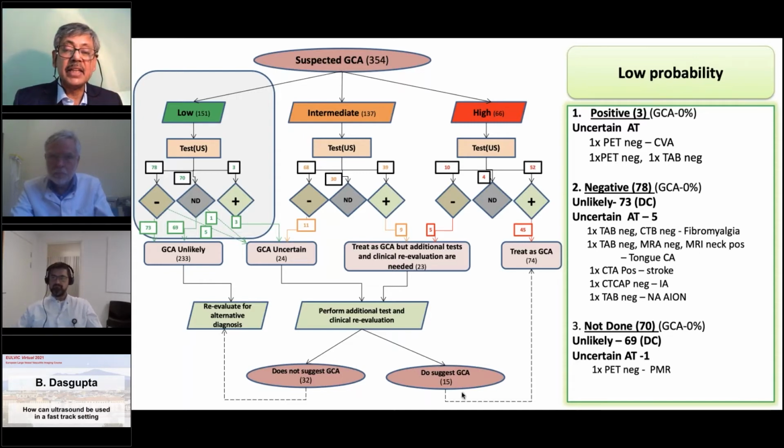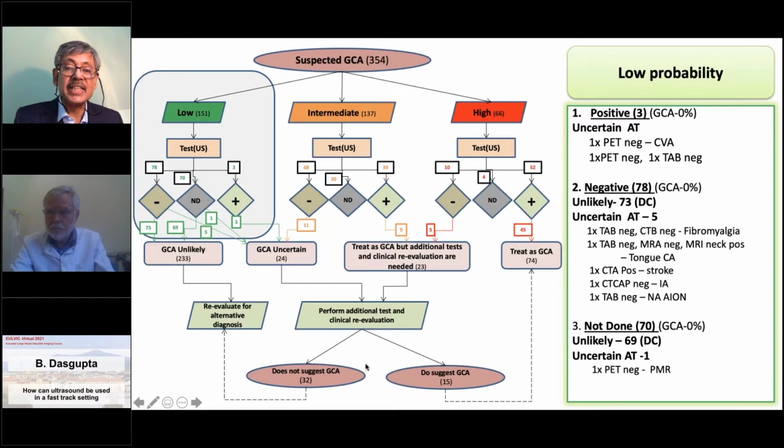So ultimately, what you get from these 4 diagnostic categories: GCA unlikely, GCA uncertain, treat as GCA doing additional tests and clinical evaluation, or treat as GCA. You ultimately come up with only 2 categories: does not suggest GCA or does suggest GCA.